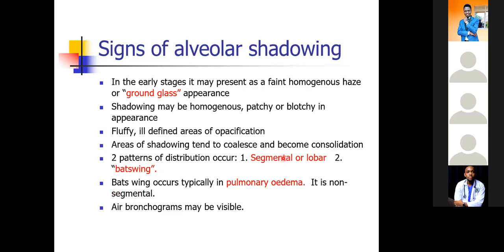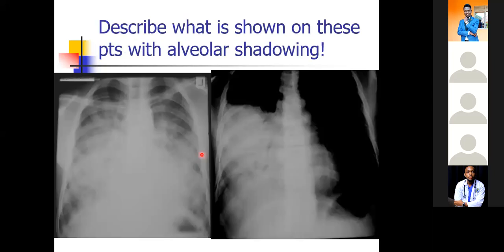The other one we said is segmental or lobar. Segmental or lobar because we're saying that it conforms to the shape of a lung lobe or it conforms to the shape of a lung segment. So if you remember, the lung has got lobes, and then within the lobes there are segments. So it conforms to one of those. And in both bat swing or segmental, we may still have air bronchograms visible.